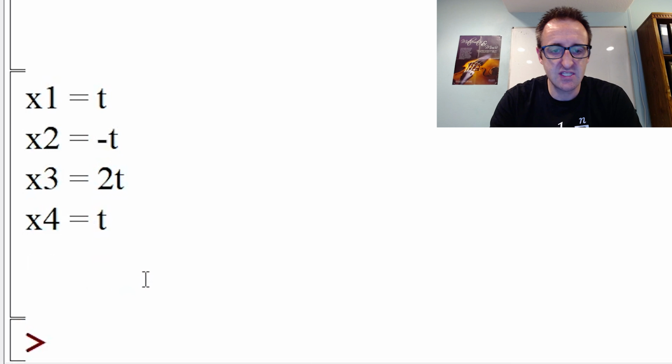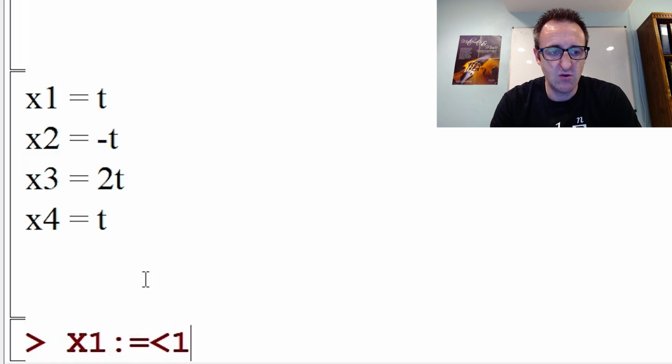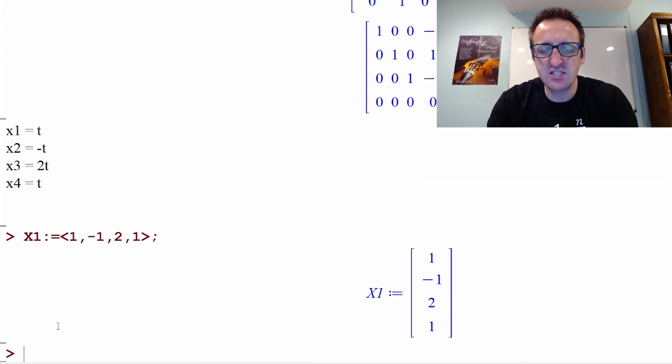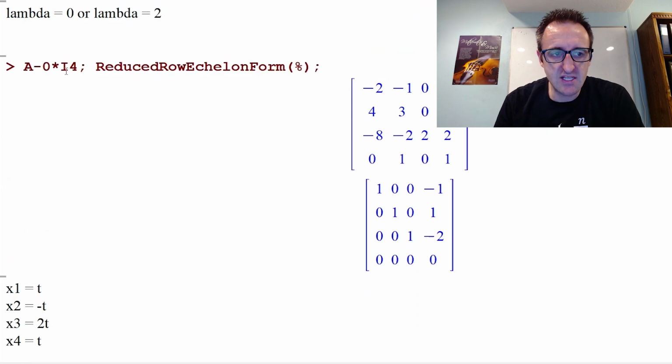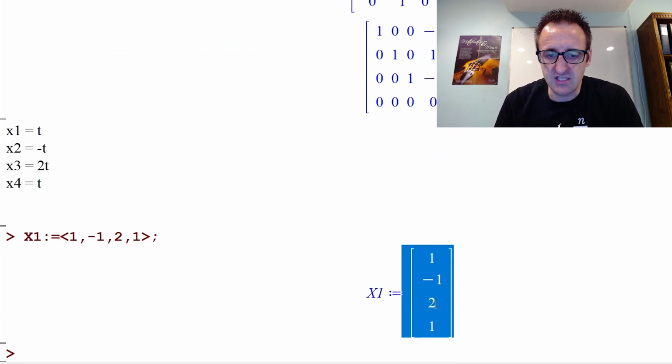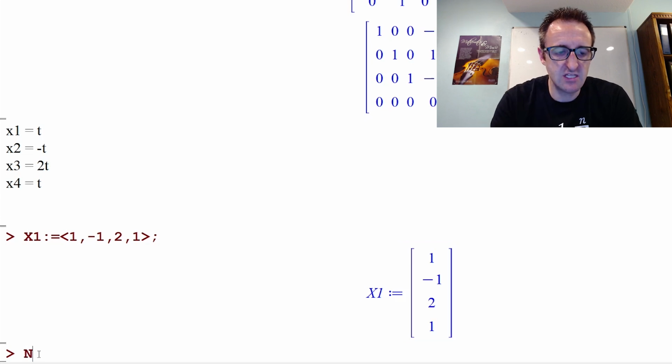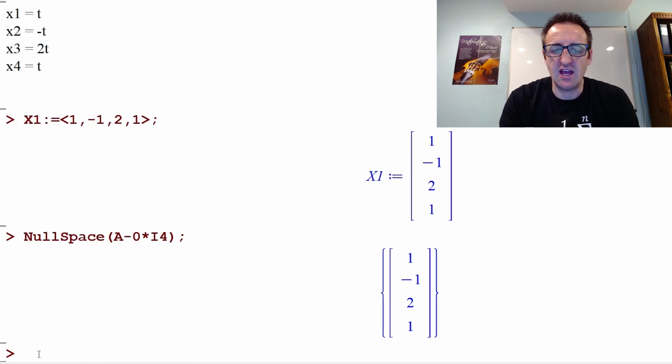And so this tells us that a basis for this null space has to be this vector here, which we'll call x1: 1, negative 1, 2, and 1. Every solution to A minus 0I times x equals 0 will be a multiple of this vector. We can verify this by computing the null space of A minus 0 times I, and sure enough, we get a multiple of that.